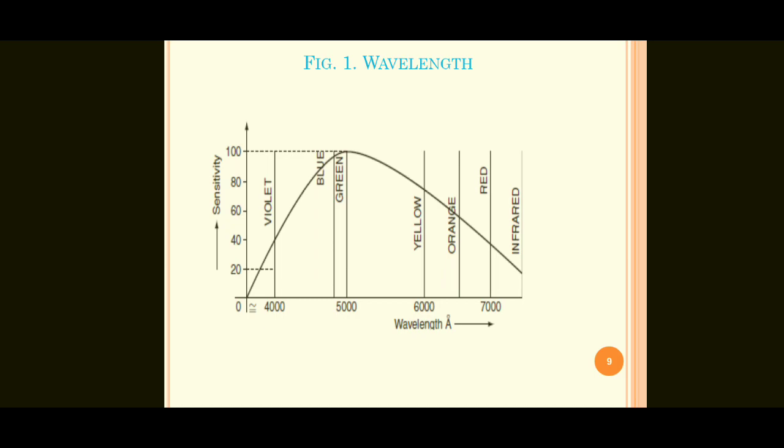In between, the blue is present at 4500 to 5500. So these are the colors of the wavelength. Depending on our sensitivity and on our wavelength, the colors will vary.